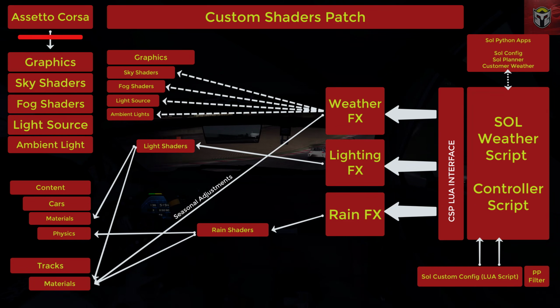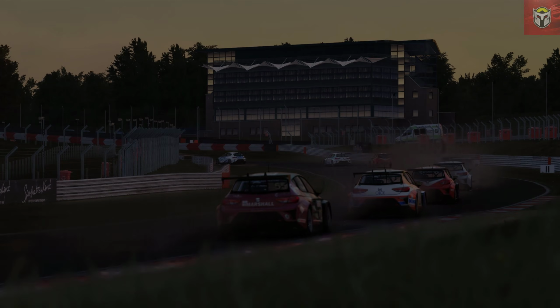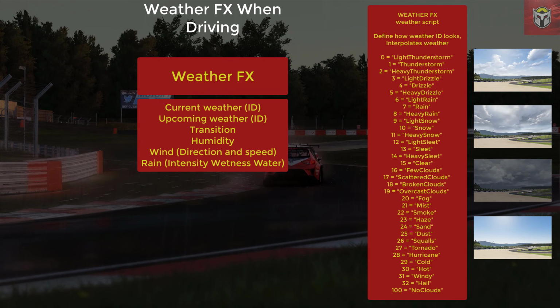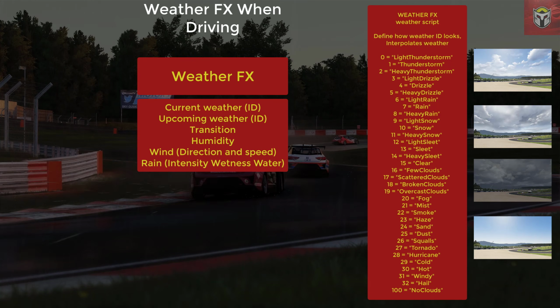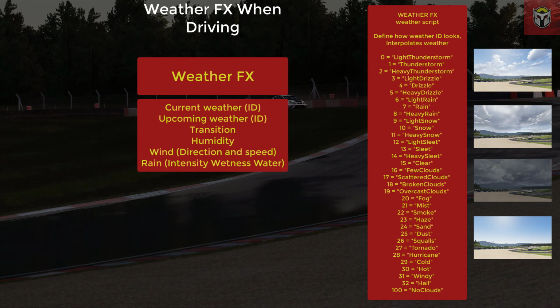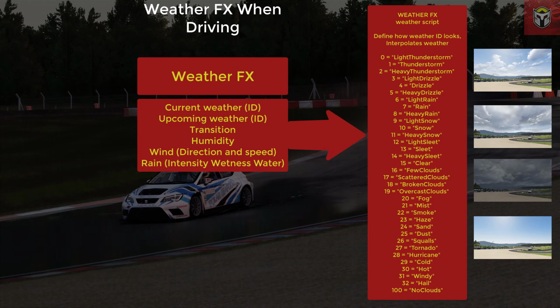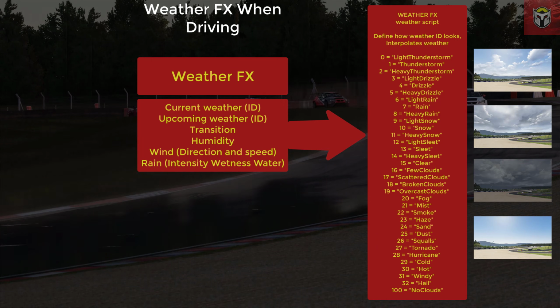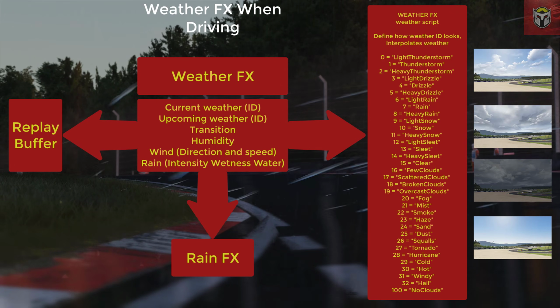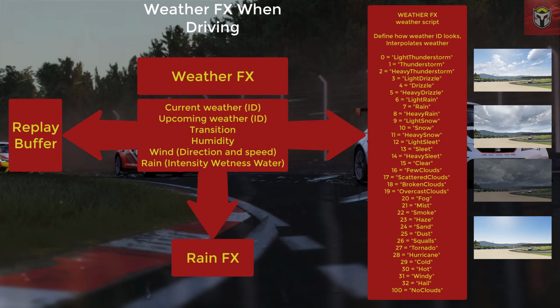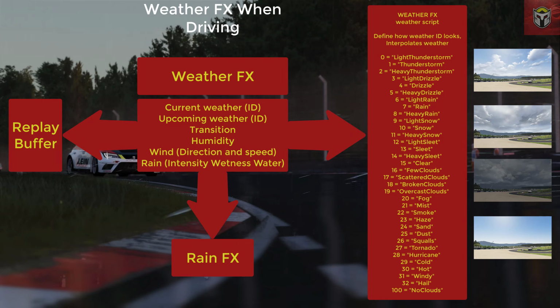Now that we've talked in detail about custom shader patch, let's move on to Sol. Sol consists of many parts. It has the weather script, which builds the weather. It has the controller script, which controls what the current and next weather is going to be. It also controls how much rain there is going to be, how wet the track is going to be, and how many puddles are going to be on the track. Sol just accesses the rain effects module. It does not create the rain.